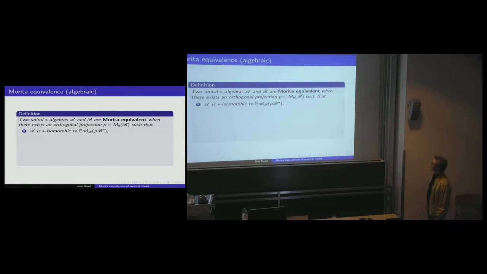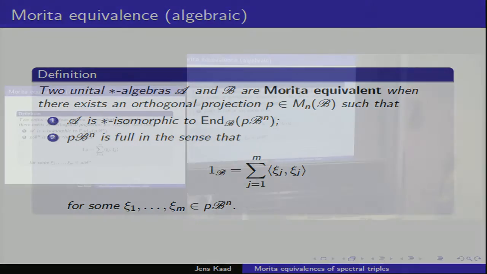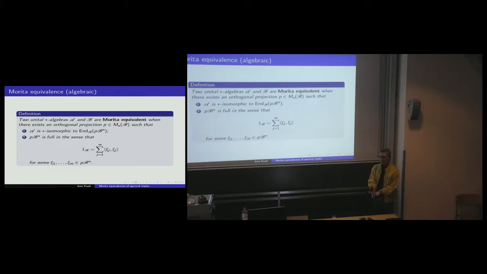The second condition says that this finitely generated projective module should be full. And in this context, it just means that I can find elements inside this module so that when I take the inner products of psi j with psi j and sum them up, I get the unit in my algebra. And then you can check that this is an equivalence relation. So it's this module here, it sits inside the free module.